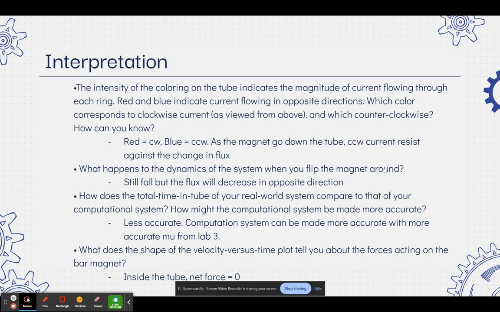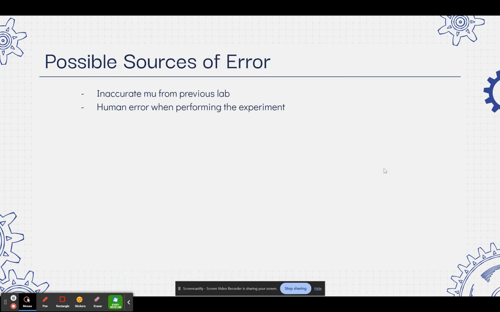Now, what does the shape of the velocity versus time plot tell us about the force acting on the bar magnet? It tells us that inside the tube, net force equals 0. And some possible sources of error include an inaccurate mu from a previous lab and human error when performing the experiment.